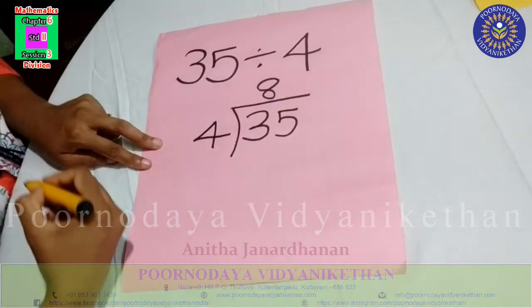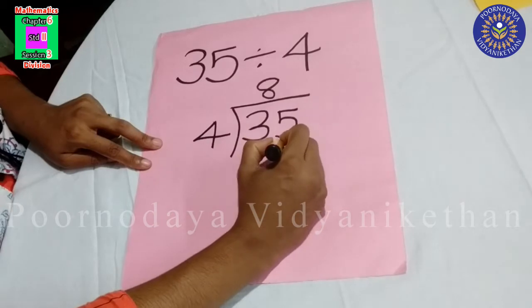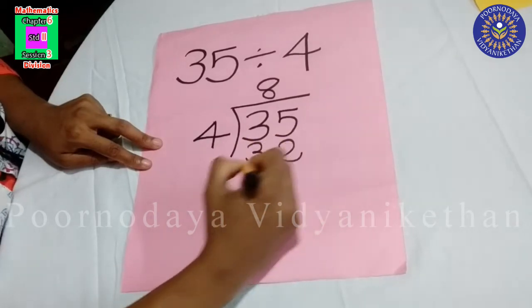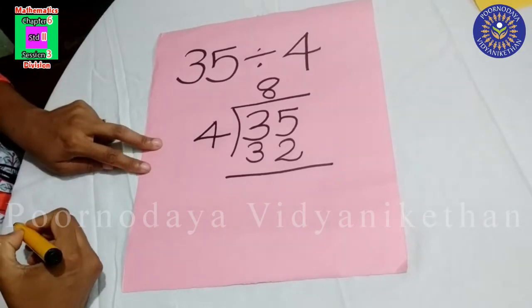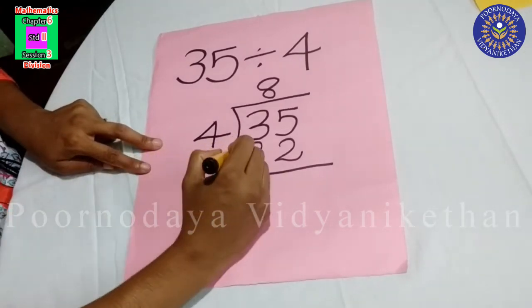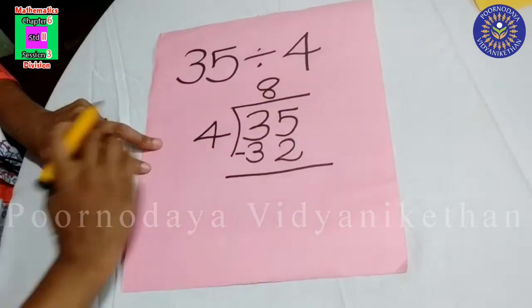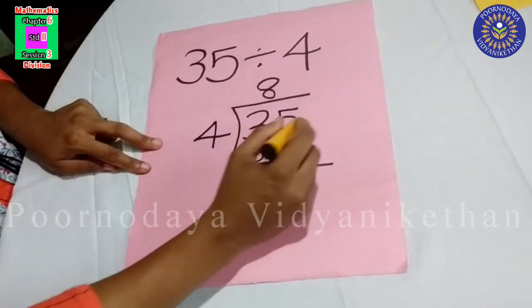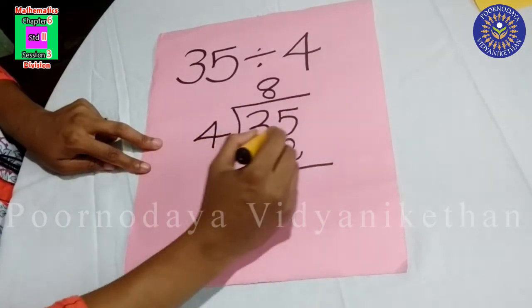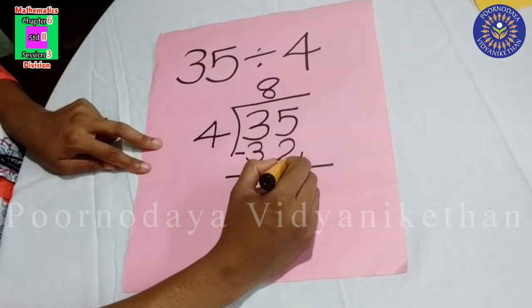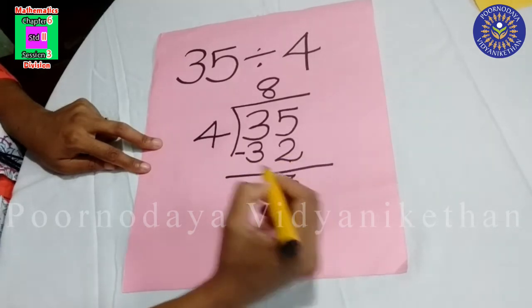4 8s are 32. That 32 you have to write below this 35. See, like this. Now what you have to do? Now you have to subtract this 32 from this 35. You have to start subtraction from the ones place. 5 minus 2 is equal to 3.